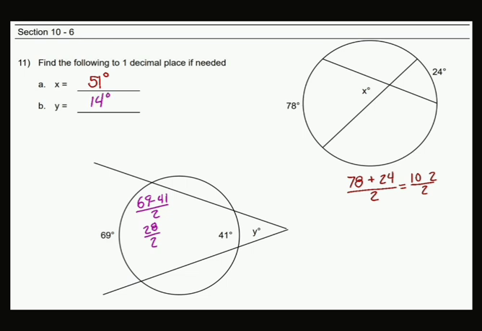Notice as it's getting smaller and smaller, the angle is getting smaller and smaller. 69, 41, 14. On the other circle, the angle should be in between the two: 78 and 24, it should be in between the two. Try to use that to help remember which formula to use.